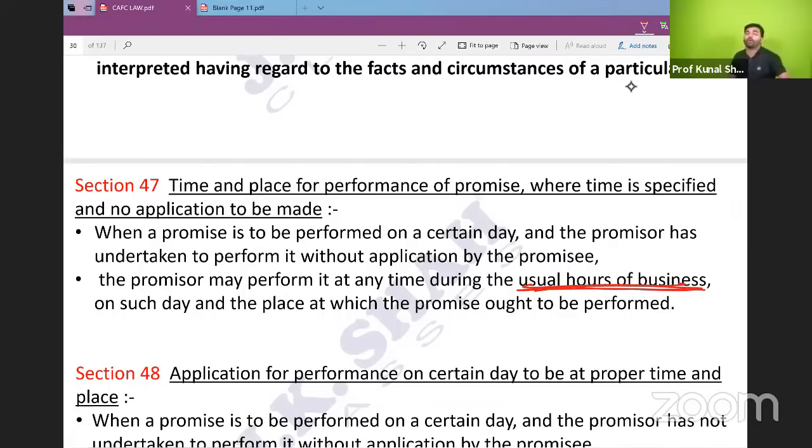So what is section number 47 trying to say? It is trying to say, day of performance specified, sir. But on that day, at what time? Not specified. Then kindly perform the contract on that day during usual working hours.